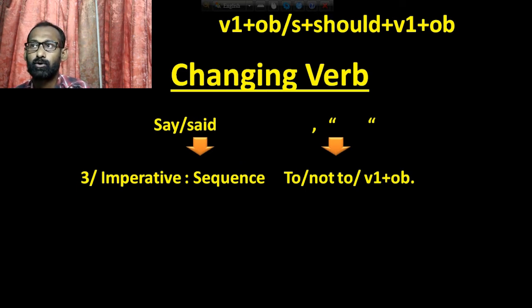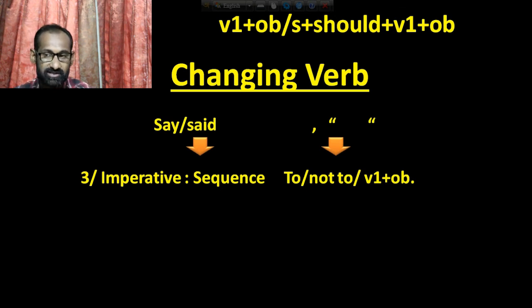The sentence where we can get order, we can get advice, we can be prayed, we can be wished. This is called sequence. It may be order, it may be request, or it may be bless, it may be wished, it may be prayed according to the verb.